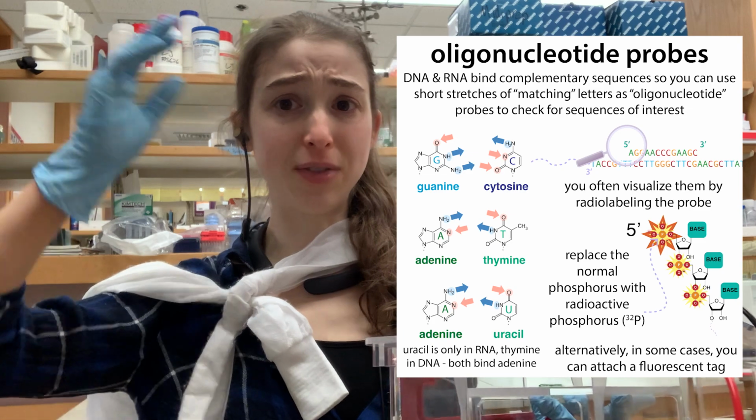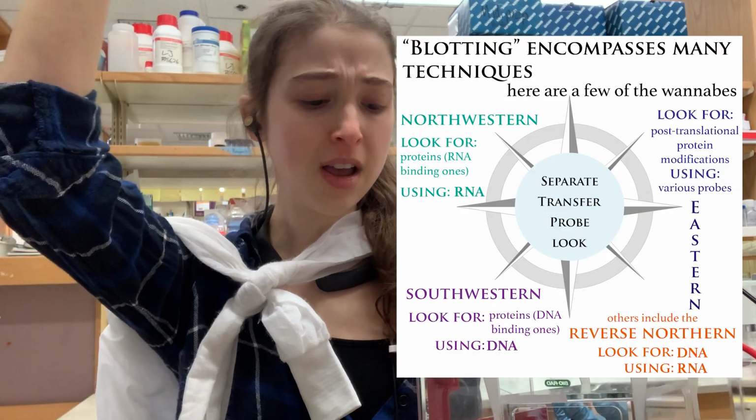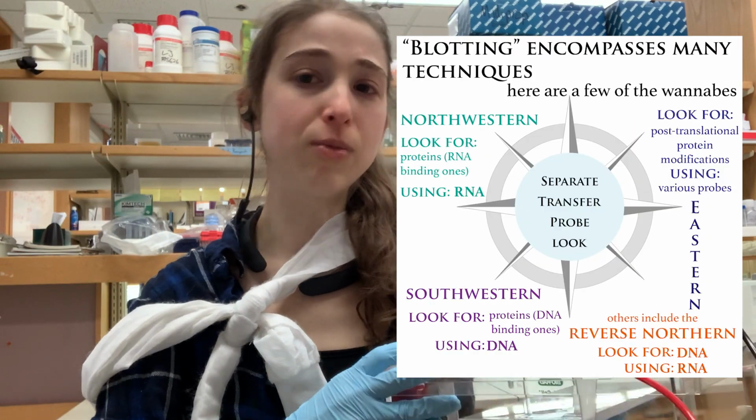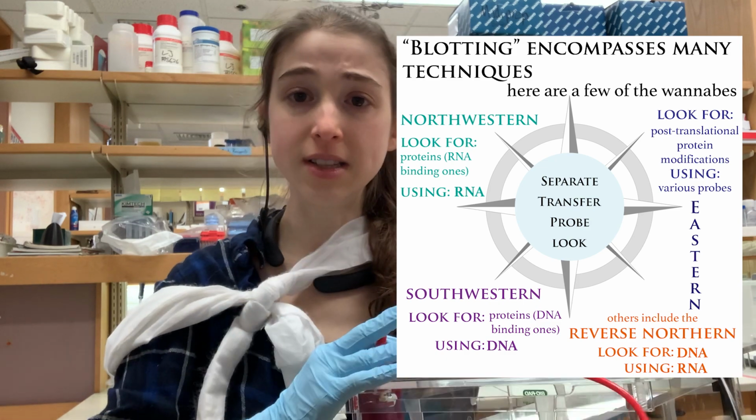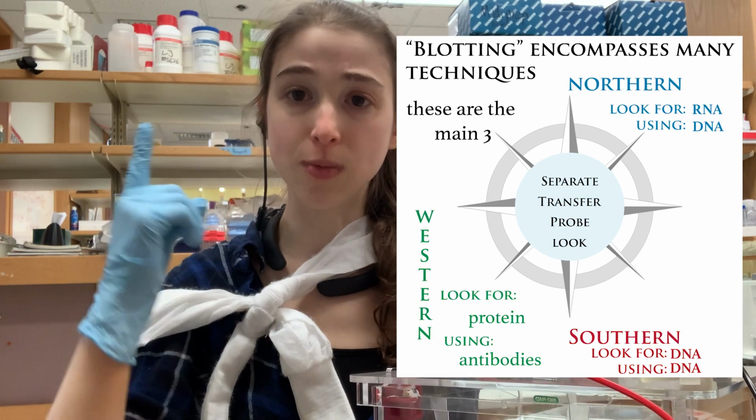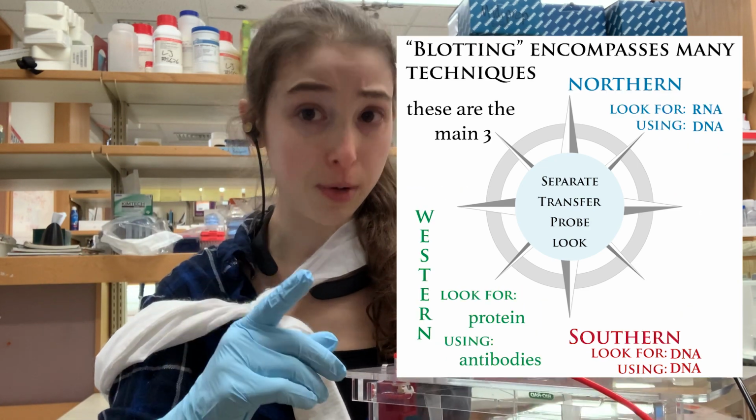There's also a bunch of different variants. We have Eastern, reverse northern, all sorts of different ones. So I'm going to go most into detail about the 3 major ones. So we have our western blot, where we're using antibodies to look for proteins.